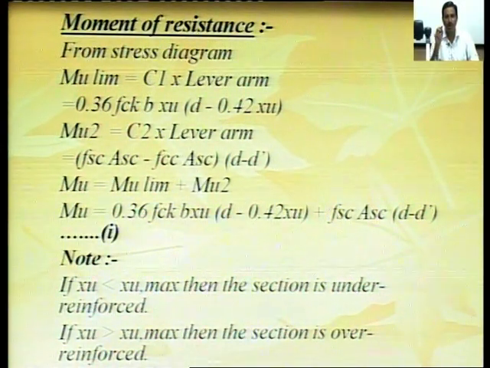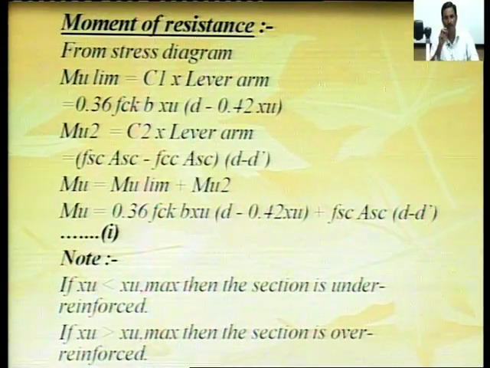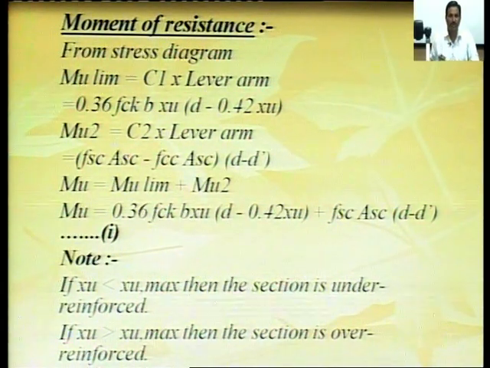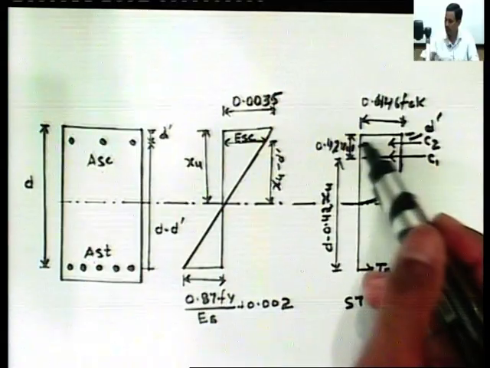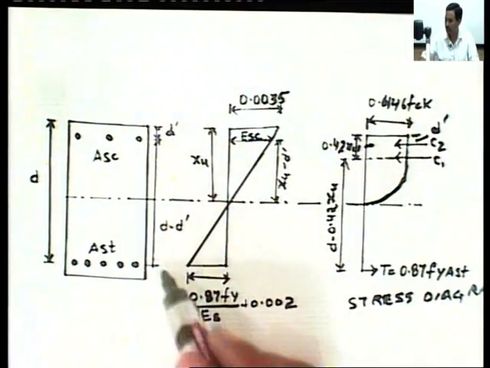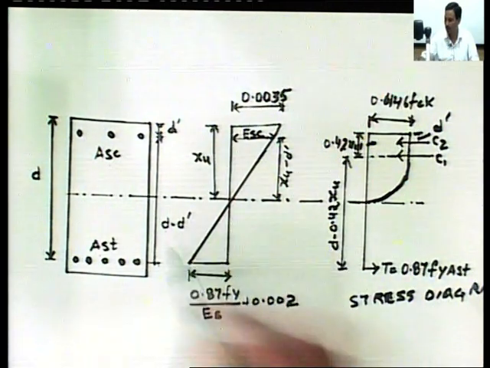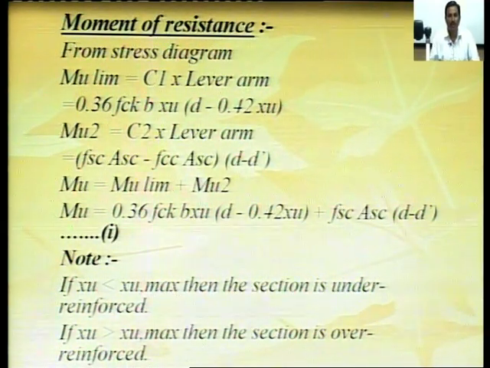This is equal to C2 into lever arm. So, C2 is equal to (FSC minus FCC) into ASC, as I told you earlier, and the lever arm for C2 is D minus D dash. From this point to this is the lever arm for C2, equal to D minus D dash. So, Mu2, the moment of resistance produced by the compression steel, is equal to (FSC minus FCC) into ASC into (D minus D dash).